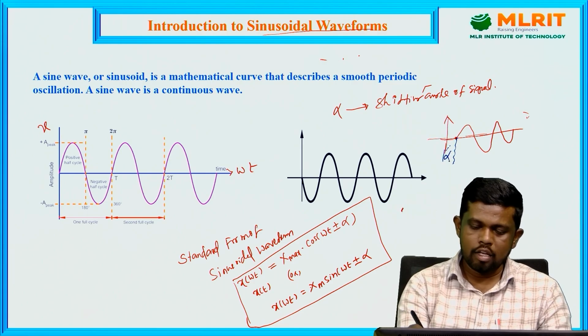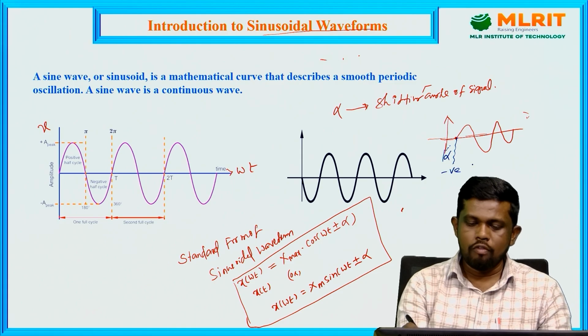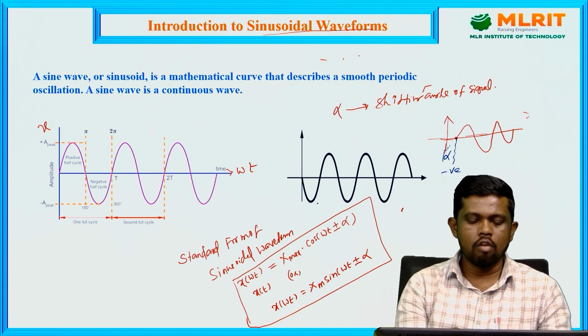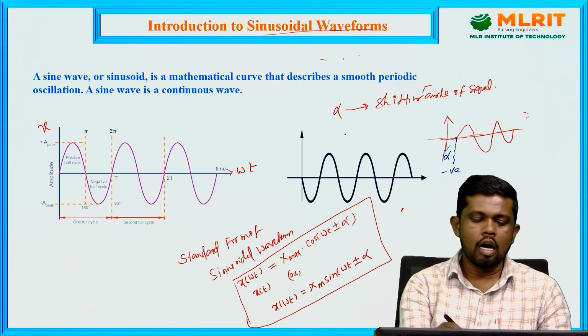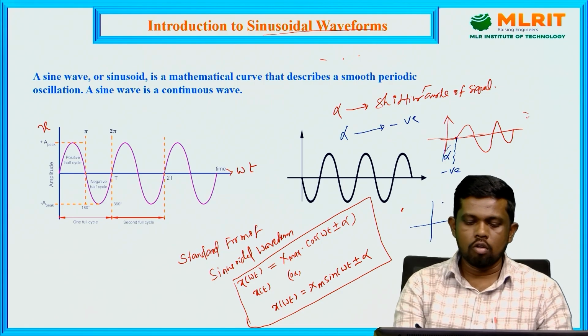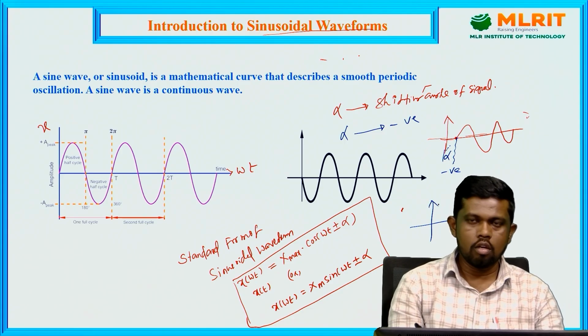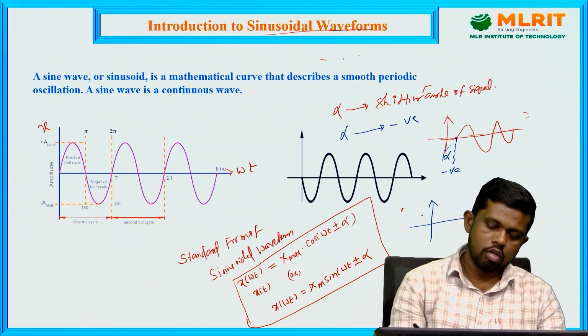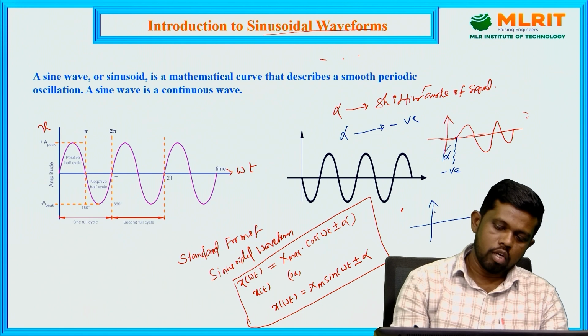So this angle is a negative angle. If you are able to shift the sine wave towards the right side, then the alpha value should become negative. And if you are able to shift the signal towards the left side, I mean to say you need to start from here, like this.